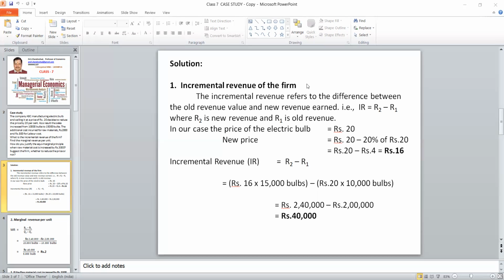So now we have to calculate the revenue. What we learned previously is that when it is 20 rupees, 10,000 bulbs have been sold. So 20 into 10,000 is 2 lakhs he earned. Now the new price, because of the 20% reduction, is 16 rupees, and he is able to sell 15,000 bulbs. So 16 into 15,000 is 2,40,000. Similarly, 20 into 10,000 bulbs is 2 lakhs. So the additional revenue, the incremental revenue for the firm, is 40,000. This is the first value that we are getting, because the first question is to find the incremental revenue. What is the incremental revenue? It is 40,000.